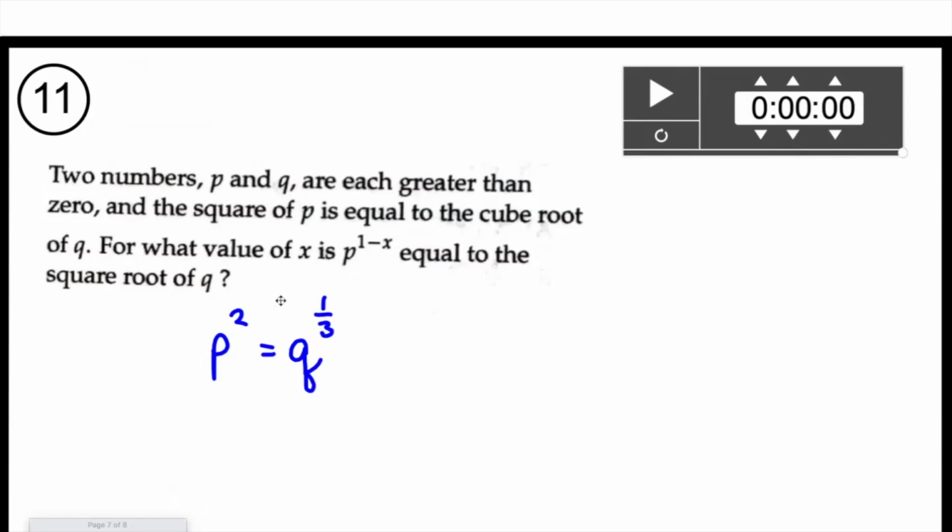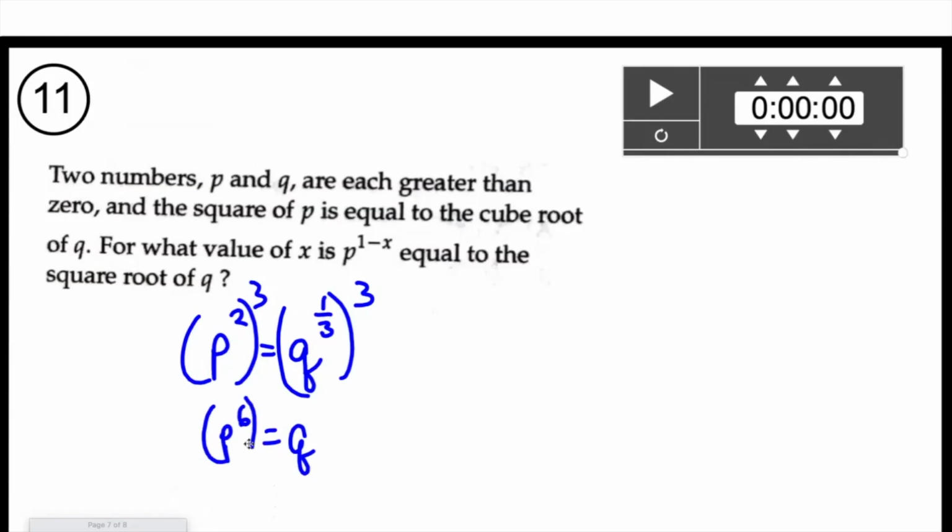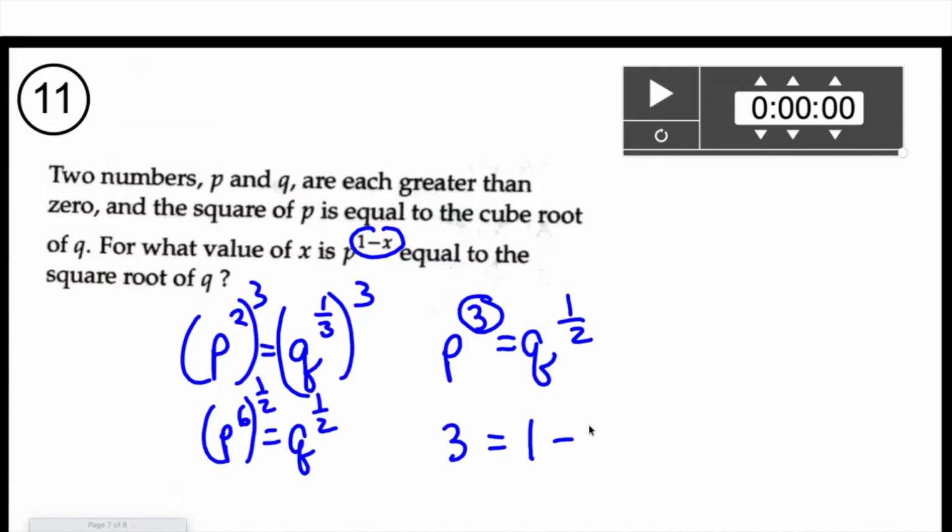So what I did was I just cubed each side first. So I got P to the sixth equals Q. And then if I then want square root of Q, I raised each side to the 1/2 power. So then I got P to the third equals Q to the 1/2. Okay, and that makes sense. This 1 minus X has to equal this 3, because it says what value of X would make it. So then I just say 3 equals, you can just figure out that X is -2.